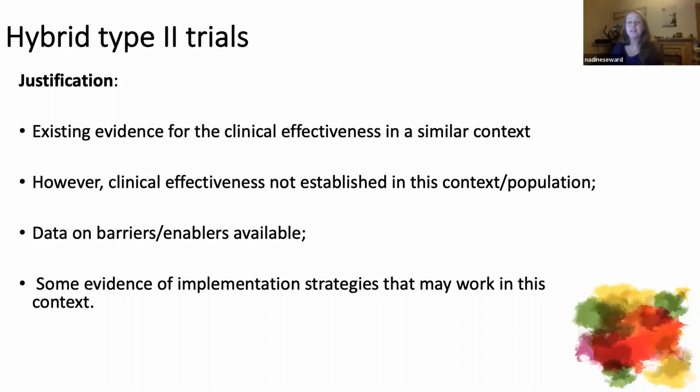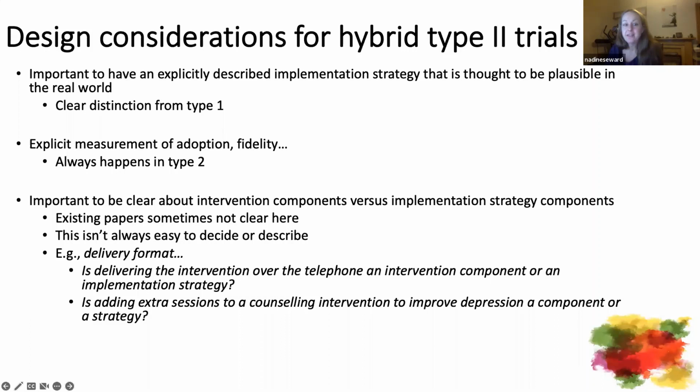We're not sure of the clinical effectiveness in this context or population, so we're a bit uncertain about that. We have information on barriers and enablers, not a lot, but enough to understand that we think it probably will be okay. It might take a bit of tweaking. And there's some information on implementation strategies. So what makes this type of trial different from a type 1 trial?